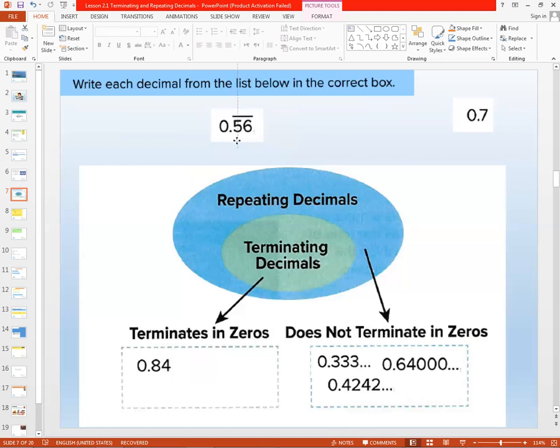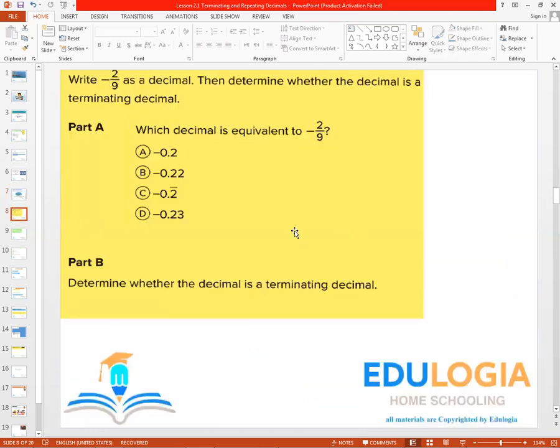Okay. 0.50. It's in the second one. First or second? Second. This one. Second, mister. No, second this one, the first. Yes, repeating. And this one is just 0.7, nothing more. Okay, it's easy. Okay, yeah. Right.